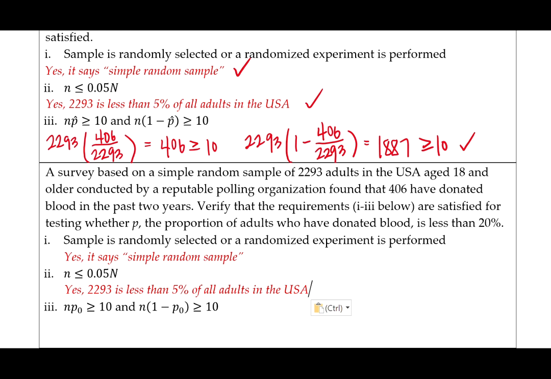Now, to check my n times p conditions, and n times 1 minus p, I'm going to use, instead of p hat, p sub 0. P sub 0 comes from the claim proportion. So in this example here, the 20% is the p sub 0 that I need to use. In a hypothesis test, we assume that the claimed proportion is true when we check our conditions or our requirements. So let's check those things.